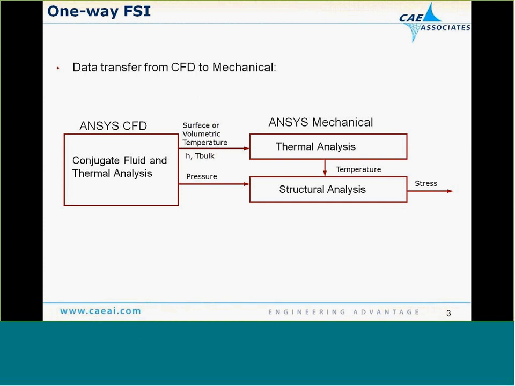So prior to doing that, if your system has more weak coupling, not a strong two-way FSI coupling, you can perform a one-way FSI to see the fluid load carried over to Mechanical to calculate deformation or thermal stress. We can transfer the surface pressure to static structural analysis, or surface temperature, or heat transfer coefficient, or volumetric temperature to ANSYS thermal and Mechanical to do thermal stress analysis.